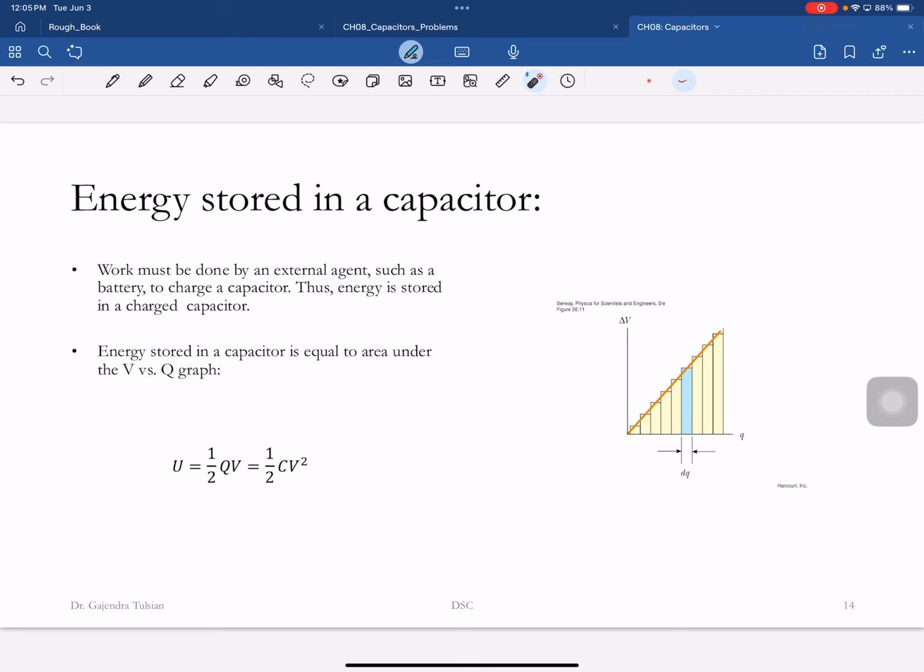Okay, when you store energy in something, see when I lifted a cup, I did work on it. And by doing work on it, I transferred energy from me to this thing.